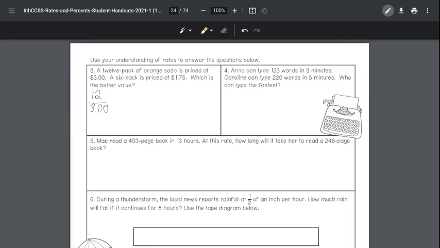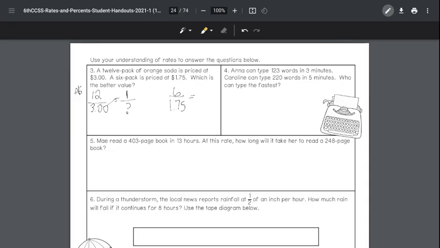Or we can get a 6-pack of the orange soda for $1.75. Which is the better value? So we have to find the unit rate for both of these. Okay, so in this first example right here, I have the 12 cans cost me $3, but if I only get one of those cans, how much is it going to cost me?